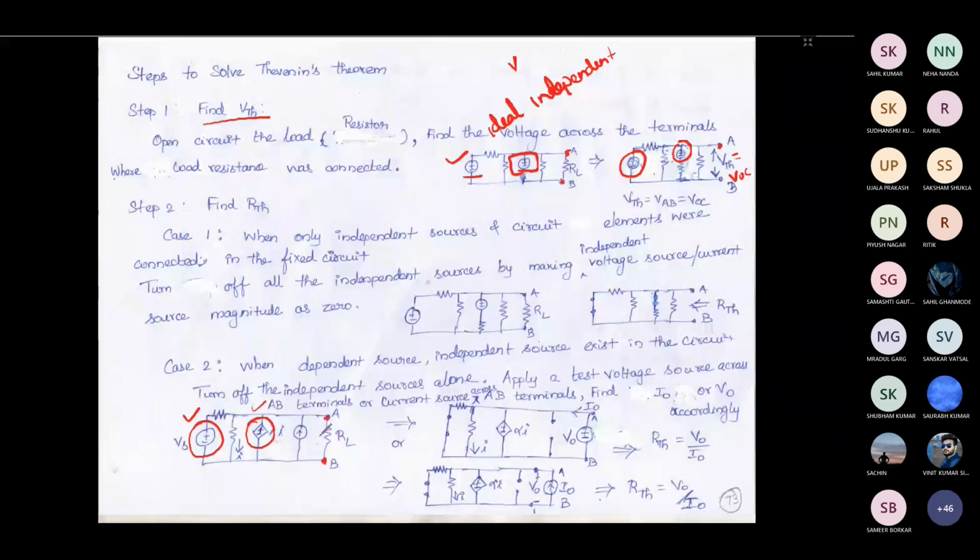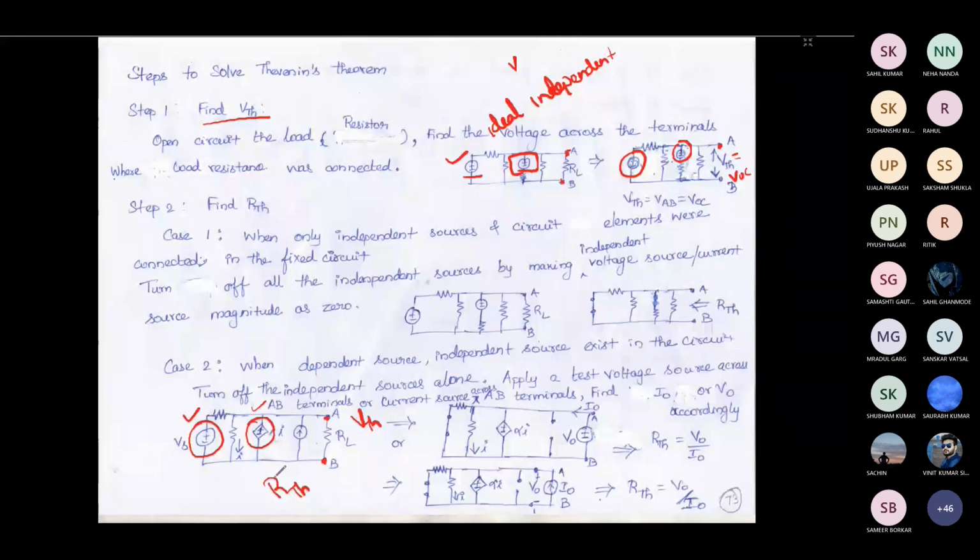But when you want to find RTH, VTH is not a problem when you have combined sources of both dependent and independent. It is fine. You can easily find the VTH just by removing the load. Then you can find the current and you can find the voltage.